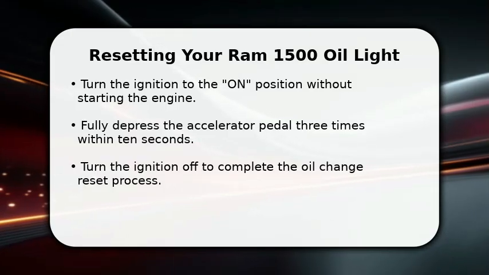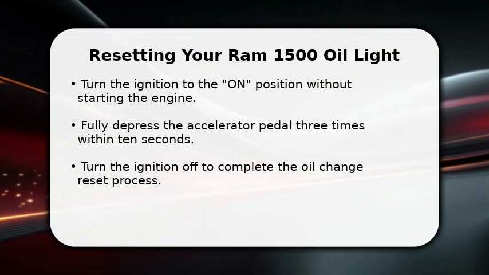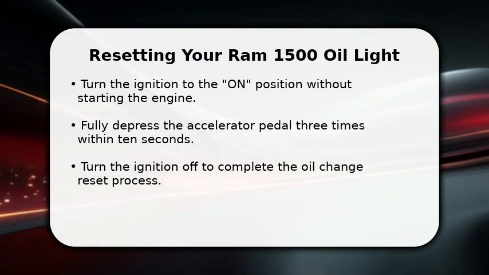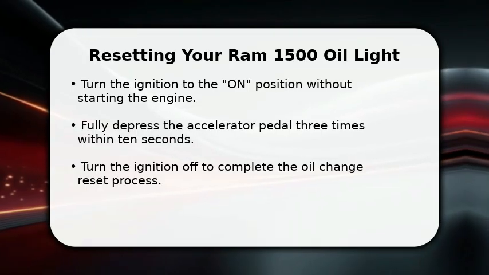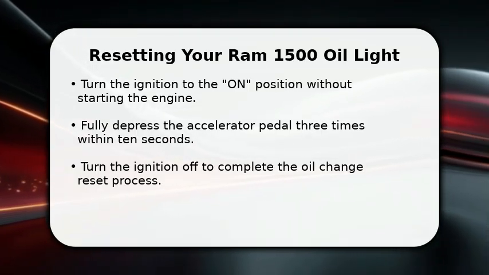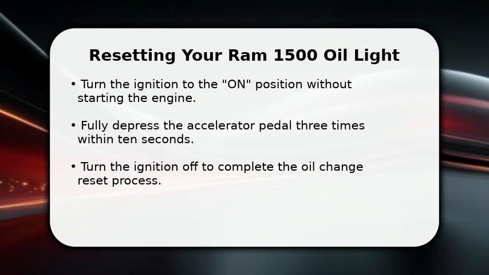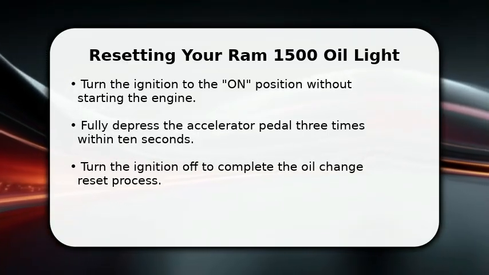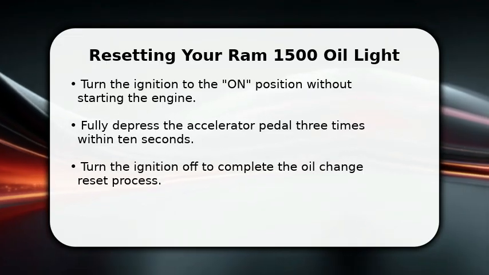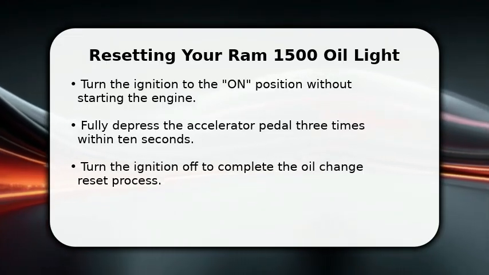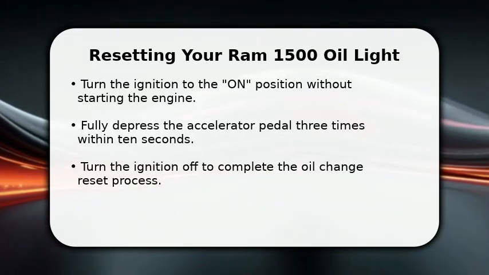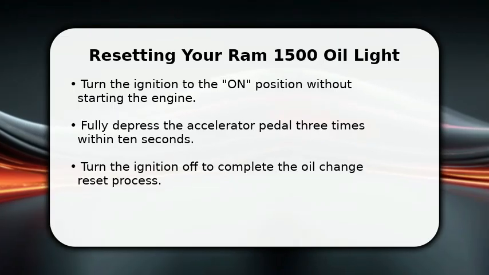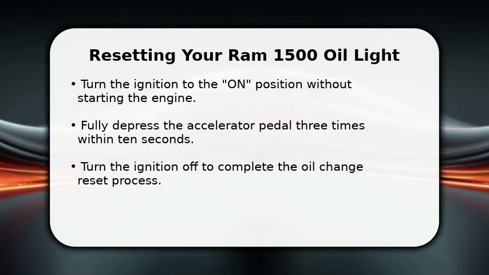In this video, I will explain how to reset your RAM 1500 oil change indicator. First, turn your ignition to the on position, but do not start the engine. Next, fully depress the accelerator pedal 3 times within 10 seconds. This action signals the vehicle's computer to reset the oil life monitor. Finally, turn the ignition off. This simple method should clear the oil change light, getting you back on the road quickly and efficiently.